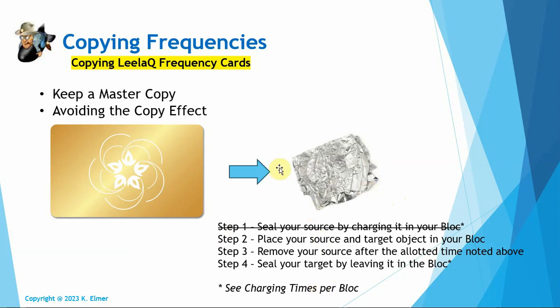So now the thing about copying your frequency cards onto another object like jewelry and whatever, you don't have to do step one because it's already been sealed. The cards come from Leela sealed. So basically you would just go straight to step two: place the two things in the block together, remove your source after the allotted time, which would be the piece of foil, and then leave the card or the jewelry or keys or whatever you're charging in there for the full charge, and you can get the full charge off the chart. Okay, so that's how to copy a molecular frequency, also how to take frequencies off of Leela.